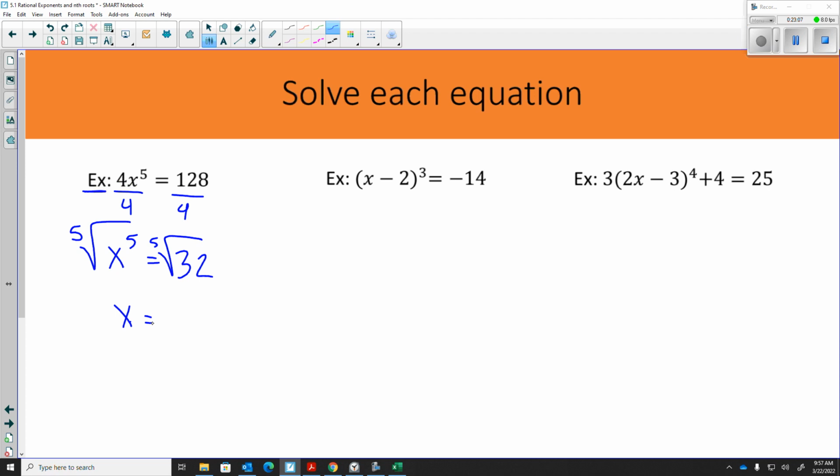So it's 2. But let me ask you this. Do I need a plus minus? No. Why not? Because it's an odd root. Do I need an I? No, because it's not negative. Is my number going to be negative? No, because it's not negative. So it's just 2. See how that works? Okay.